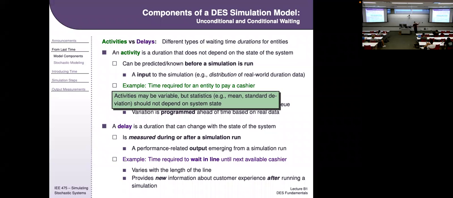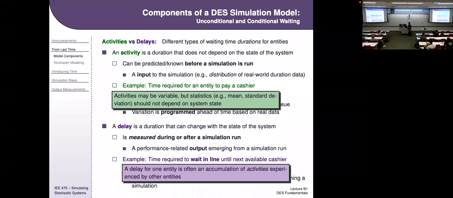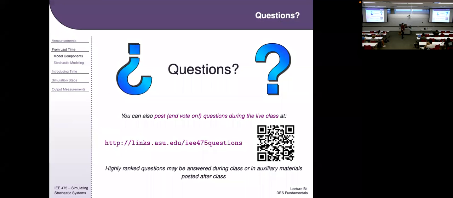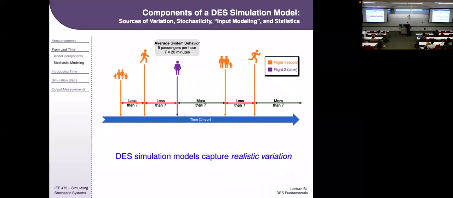So activities may be variable, but their statistics will be known. A delay for one entity is often the accumulation of activities generated by other entities. So the same thing I just said there. All right, so this is still just review of what we were talking about from last time.